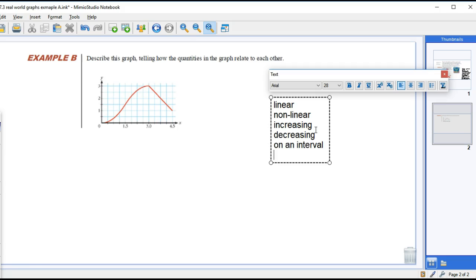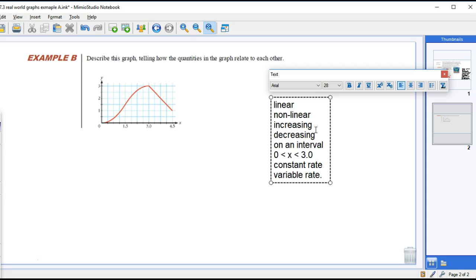So for example, we had the interval from 0 less than x less than 3.0. That's when we want to say it's in between that interval, so somewhere from 0 to 3. That's how we'd write that interval. So we've got increasing, decreasing, linear, non-linear, and we could probably say constant rate or variable rate.